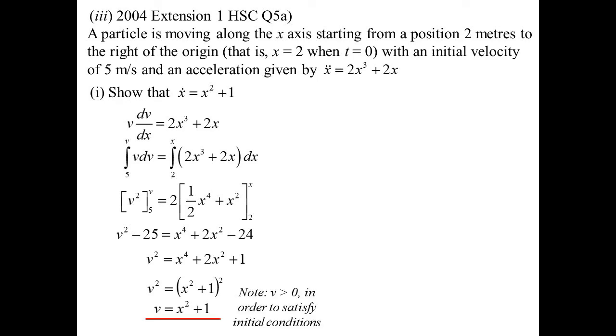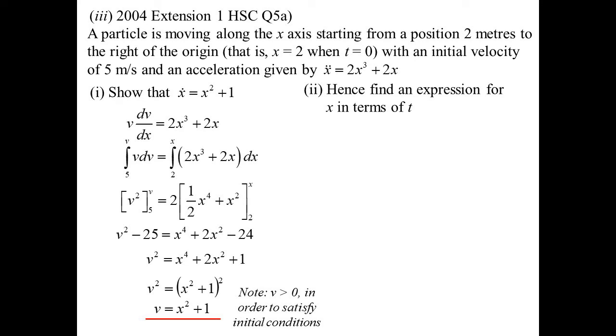Whoa, hang on. Why didn't I put plus or minus? I've got to justify it. So I'm doing a solution. I've got to let them know why I chose it, especially when they've said, show that. I've got to explain why I picked the plus and not the minus. So v has to be greater than 0, because I've got to satisfy those initial conditions.